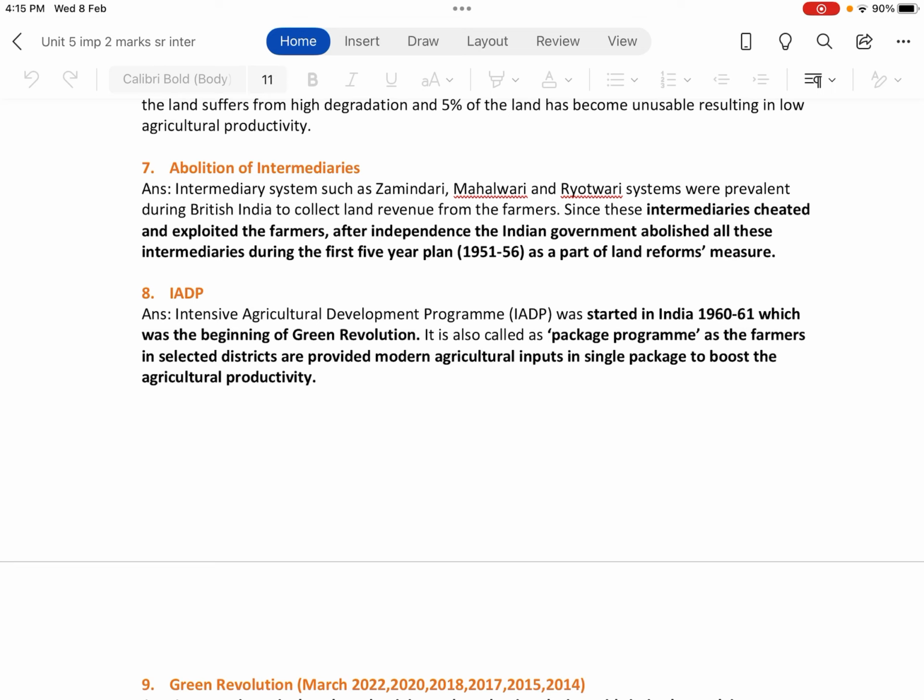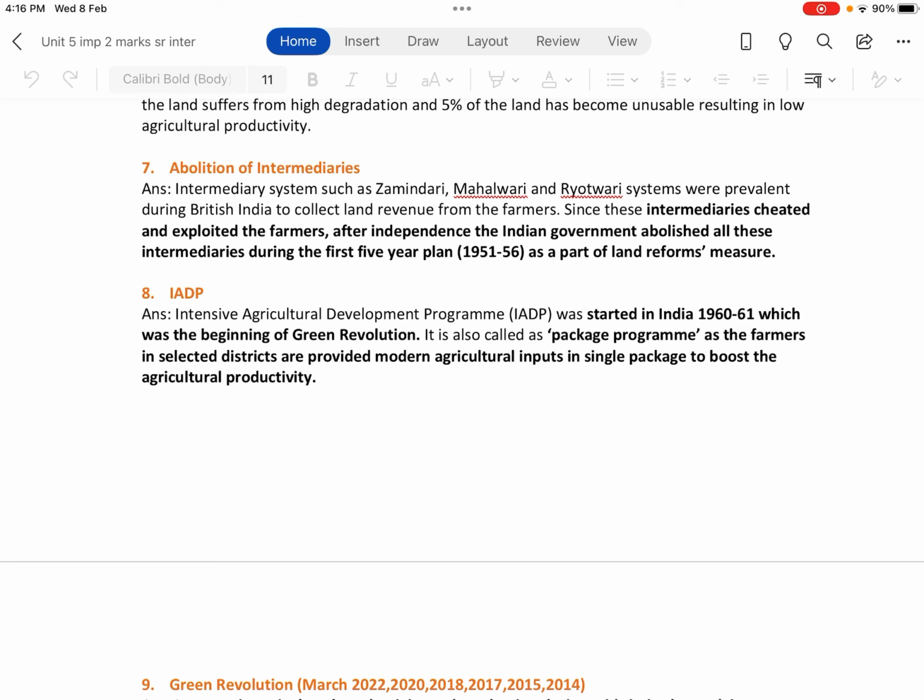Extensive cultivation means more land is brought under cultivation. Since that option is limited, what the government or the countries all over the world are doing is, with the same piece of land, trying to get more and more output. That is what is known as intensive cultivation. So by applying modern inputs, more output can be got from the same piece of land.